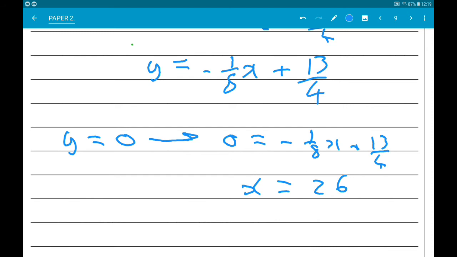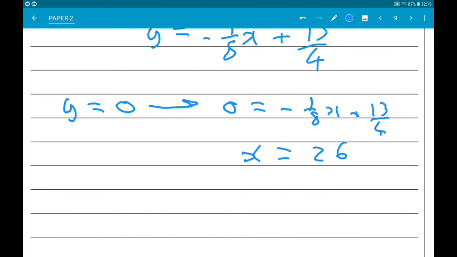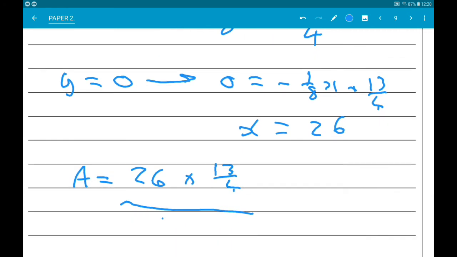So the area is base times height, divided by 2. So we now have 26 times 13 quarters all over 2, which is going to give us 169 quarters.